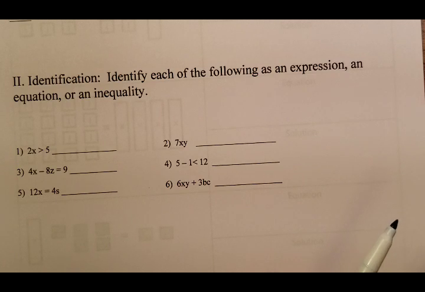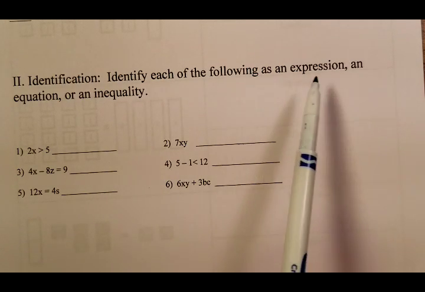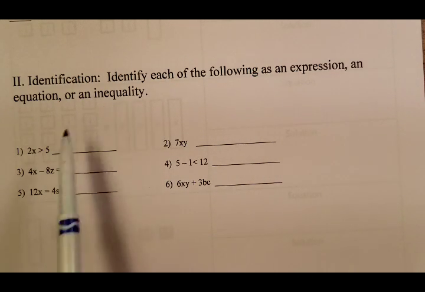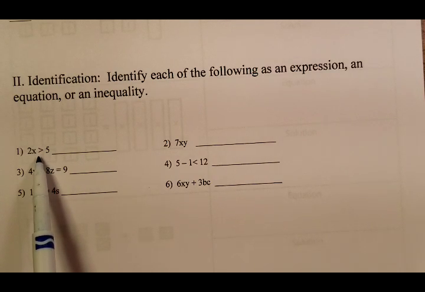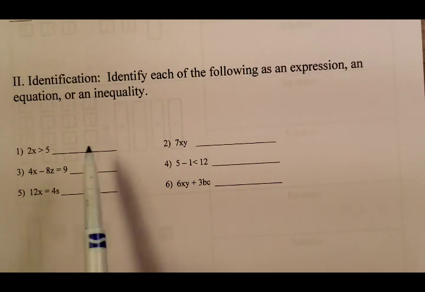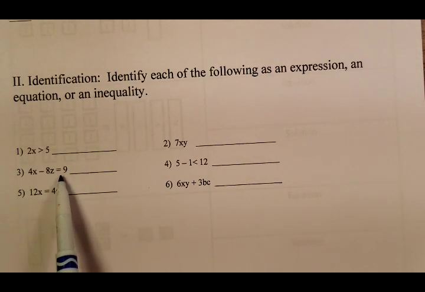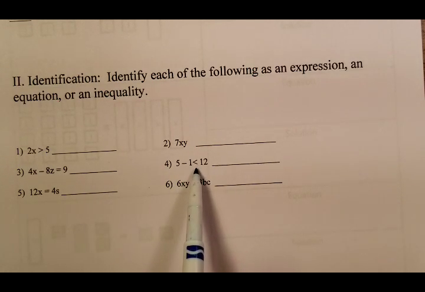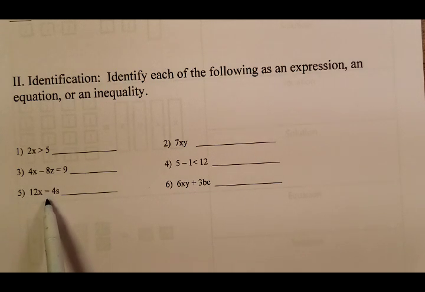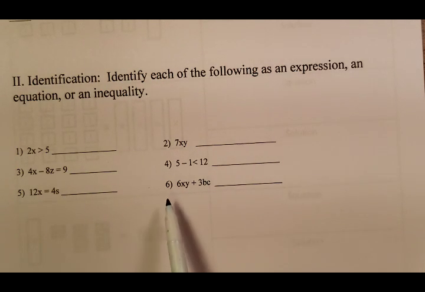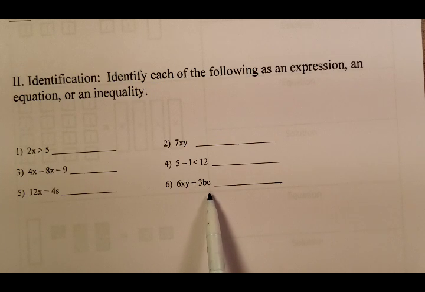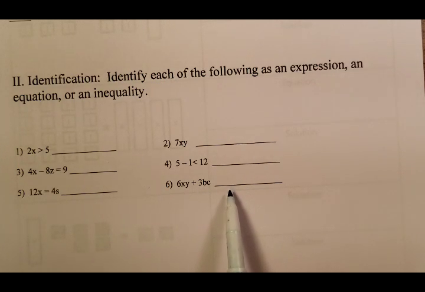Section 2, identification. Identify each of the following as an expression, equation, or inequality. Number 1 has a greater than sign, so that's an inequality. Number 2, no equals, no inequality, so it is an expression. Number 3 has an equal sign, so it's an equation. Number 4 has an inequality sign, so it's an inequality. Number 5 has an equal sign, it's called an equation. Number 6, no equal sign and no inequality sign, so it is called an expression.